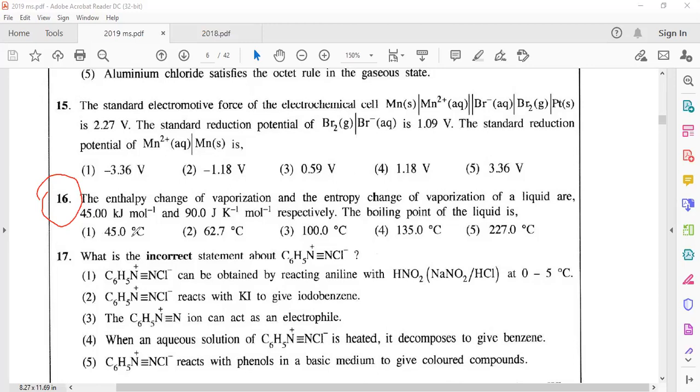The enthalpy change of the vaporization and the entropy change of the vaporization of a liquid is given, right? The boiling point of the liquid is. Now you have to find the boiling point. You have the enthalpy and entropy. What should be the equation? Just think and do. Very simple equation, simple question. Right? The time starts now. You can think. I will search the next question and come.